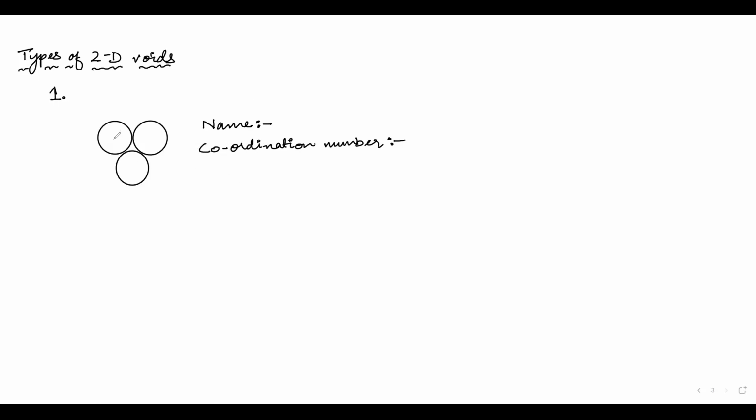Why? What you have to do is mark the midpoints of the atoms which make the voids, and then connect them. So we have connected this, this, and this. As we can see, we have made a triangle out of the atoms which are making the voids. So the name would be triangular void.